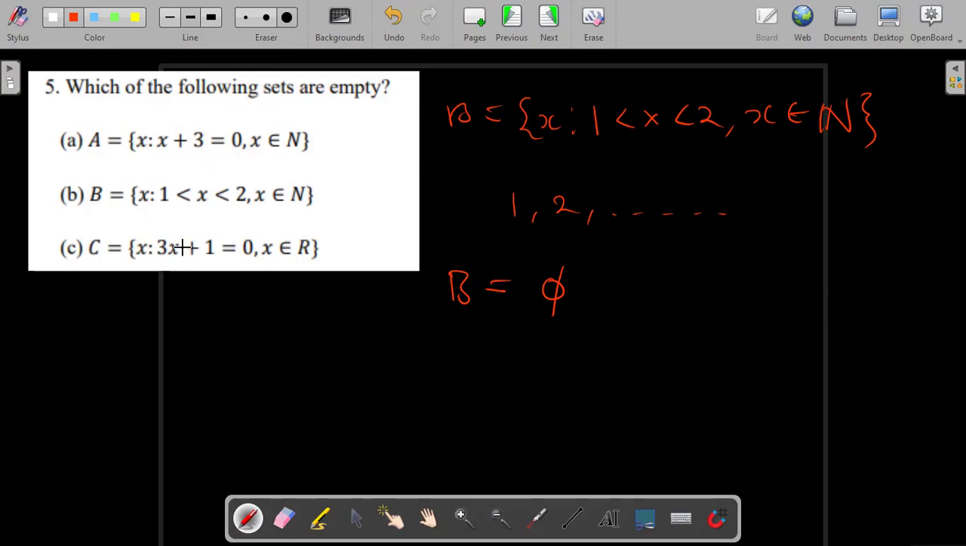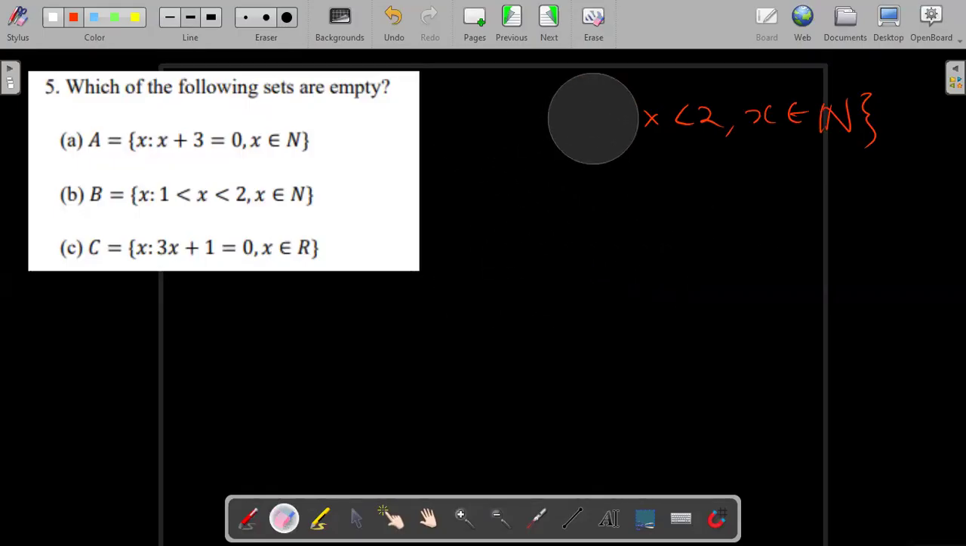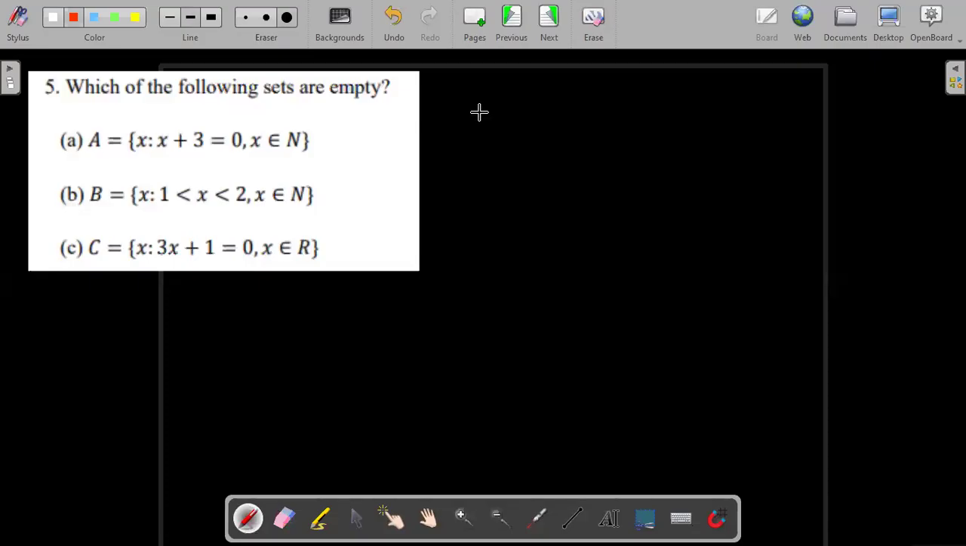Okay. So then I have part C now. I have to check part C. Is that empty or is it not empty? It's given by the equation 3x plus 1 equal to 0. And they're telling us the condition is x has to be a member of, this time, the real numbers. And the real numbers, we know, will always run from negative infinity all the way up to infinity.